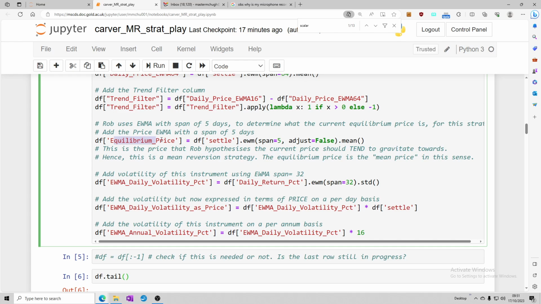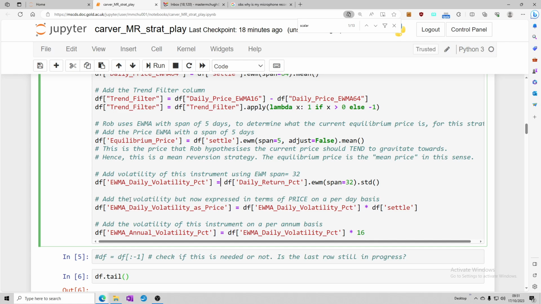So this is the mean price. Hence, we are talking here about a mean reversion strategy. I then go on to add the volatility of this instrument using the exponentially weighted moving standard deviation with a span of 32. This is what is written in Rob's book. This is how you determine this. This is the appropriate way to determine the current daily volatility of price.